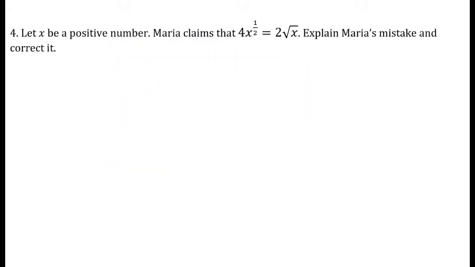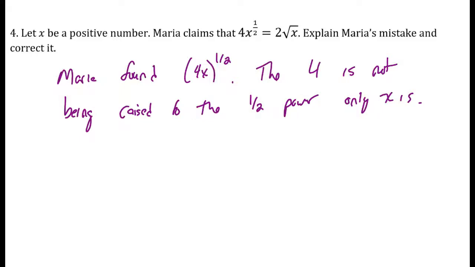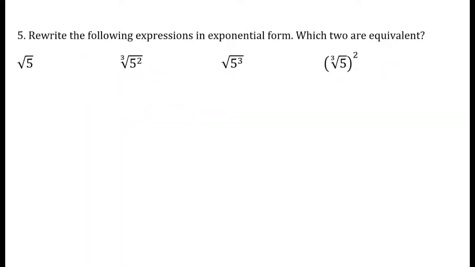Let x be a positive number. Maria claims that 4x to the 1/2 equals 2 square roots of x. Explain Maria's mistake and correct it. So Maria found that the 4 is not being raised to the 1/2 power. Only x is. X to the 1/2, a 1/2 exponent means take the square root. So it should really be 4 square roots of x is our answer.